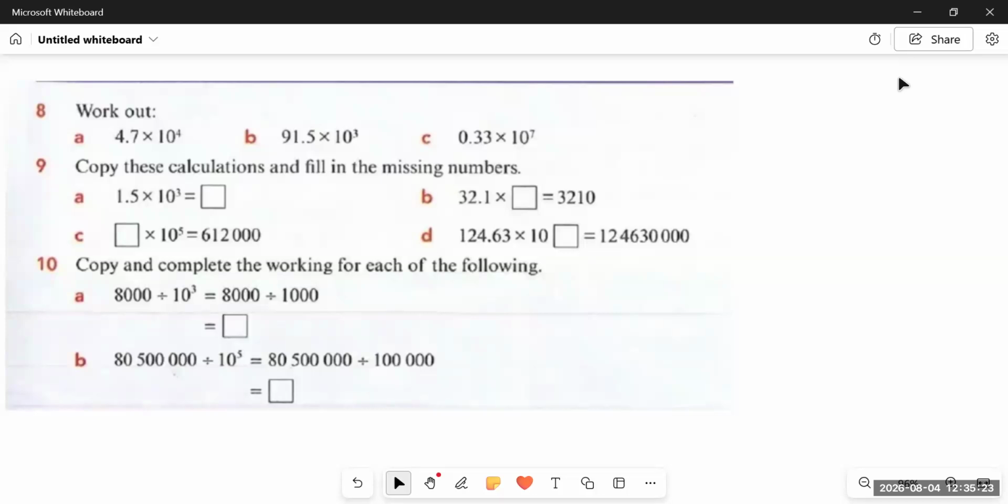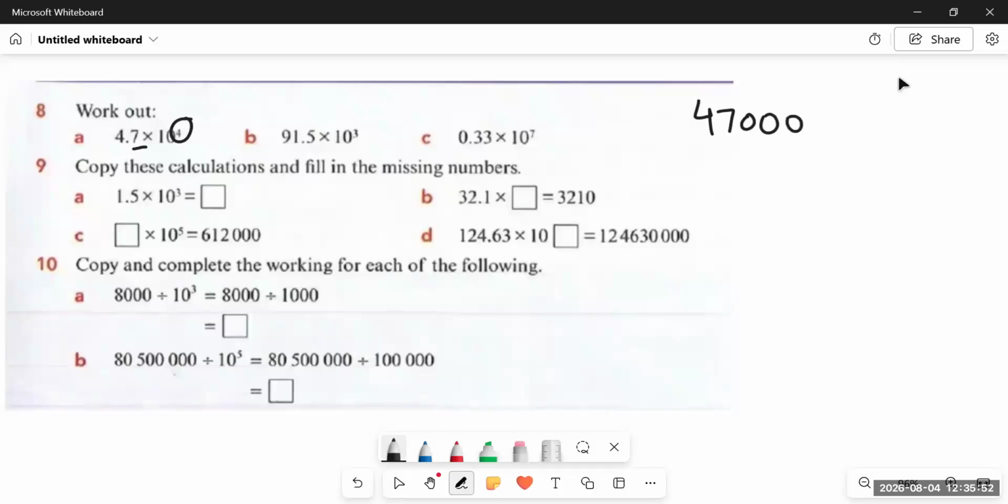Now in question number 8, we have similar questions as in question number 6. 4.7 multiplied by 10 power 4. Let's use Sophia's method in which we will subtract the decimal places from the power and then we will write down the number of zeros with a given number. 4.7 can be written as 47. It has power 4 and 1 decimal place. 4 minus 1 is 3. So we will have 3 zeros.